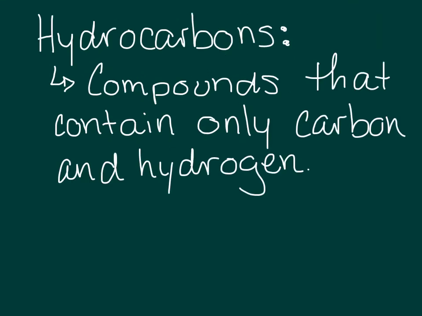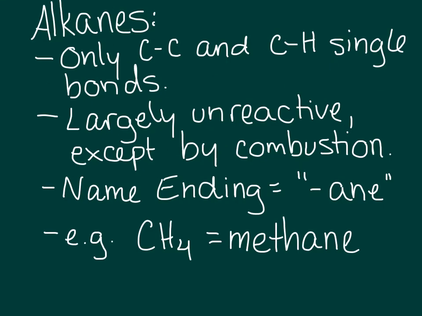Up first is a family of compounds known as the hydrocarbons. A hydrocarbon is simply any compound that contains only carbon and hydrogen. And within the family of hydrocarbons, there are a few subdivisions. The simplest of those is the alkanes. Alkanes contain only carbon-carbon single bonds and carbon-hydrogen single bonds.